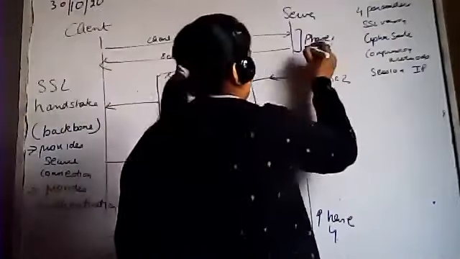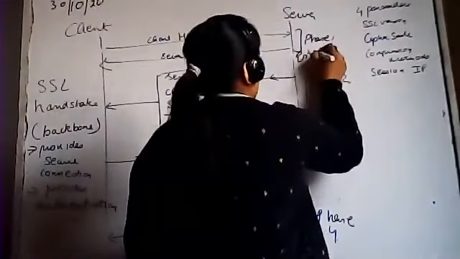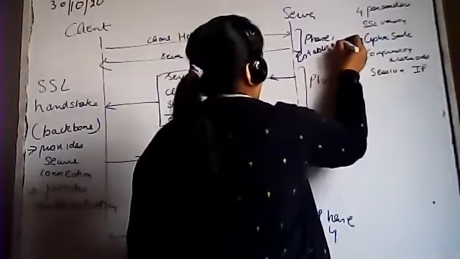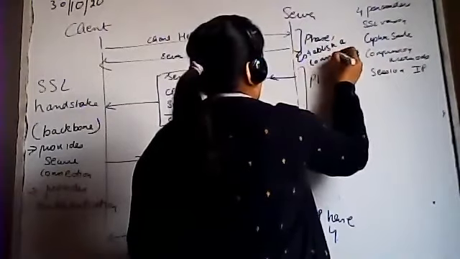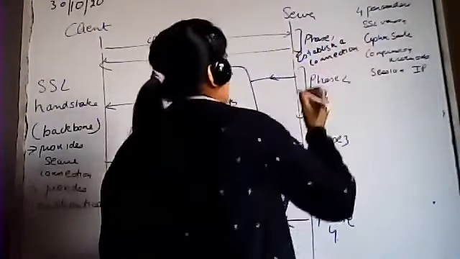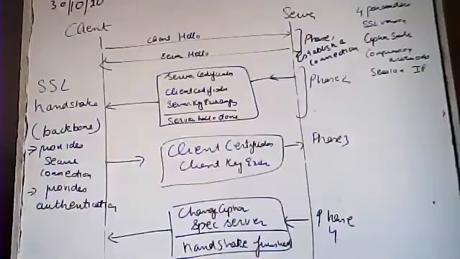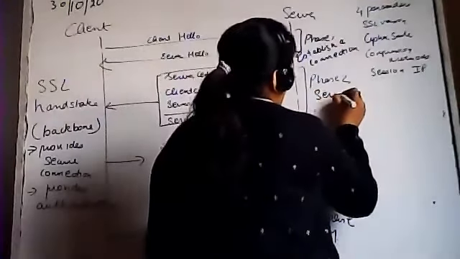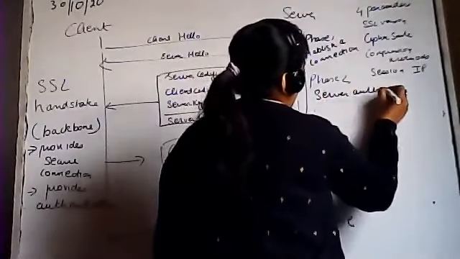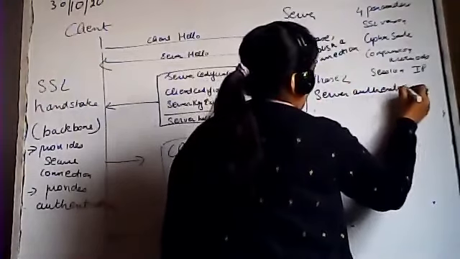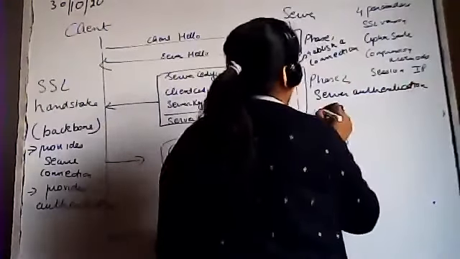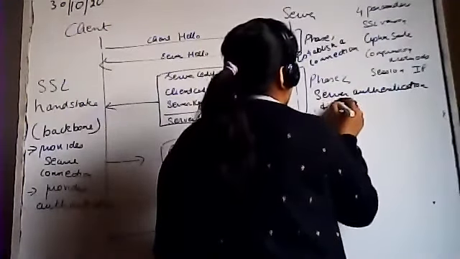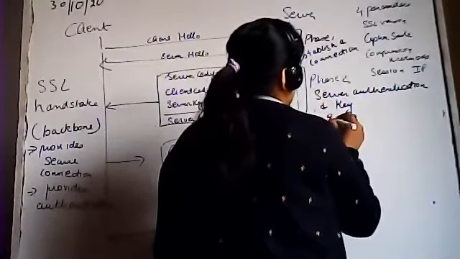Now the next thing is that the first phase was to establish a connection. So the first phase is known as establish a connection. The second phase is server authentication and key exchanges. Second phase is known as server authentication and key exchanges.